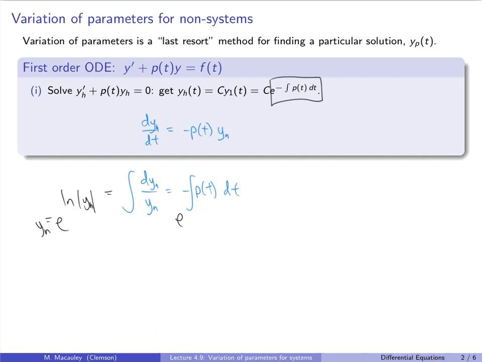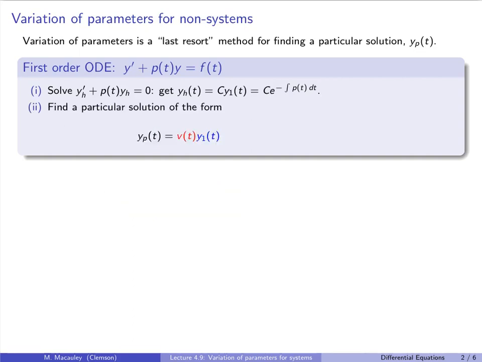Okay, so this is the first step, always, for both first and second order. Solve the homogeneous equation. The second step, then, is find a particular solution. And the variation of parameters method says that the way to do that is to take your homogeneous solution and multiply it by not a constant, but by a function, v of t, and then solve for v of t. Turns out that v of t has a closed form solution as well, namely v of t is the integral of f of t times e to the integral p of t dt, all with respect to t.